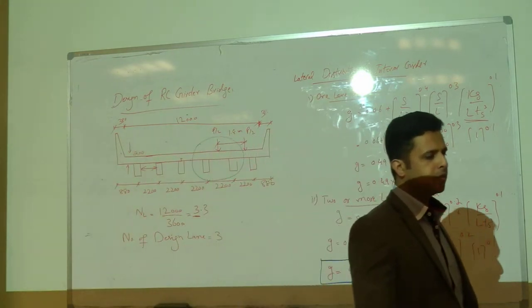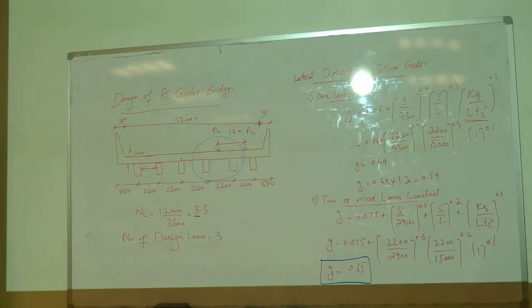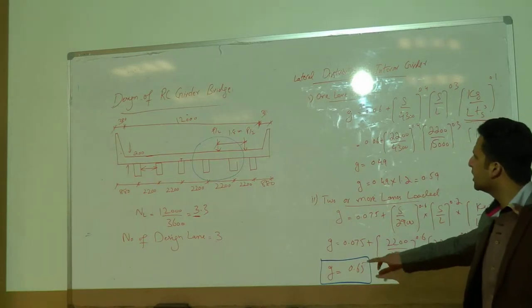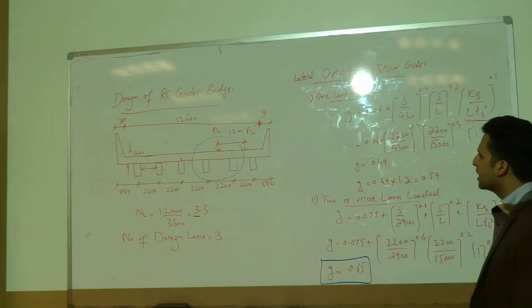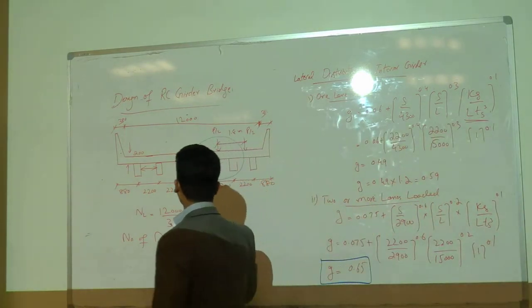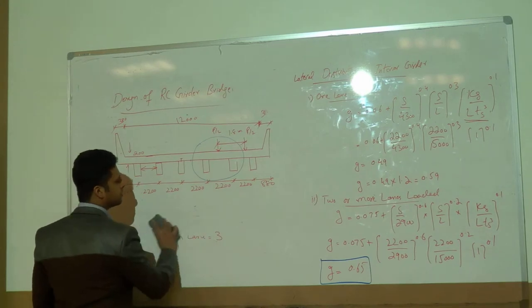Okay, let's move next. Now let's move to the exterior girder. So we have this G factor for the interior girder. Now we will move to the exterior girder. Now let's calculate the G factor for it.